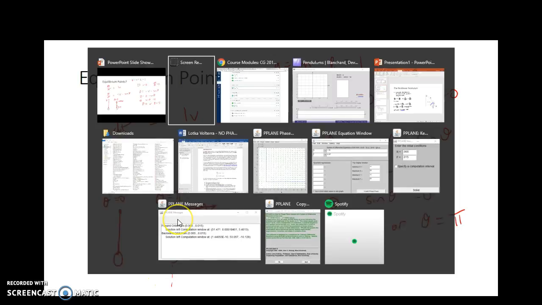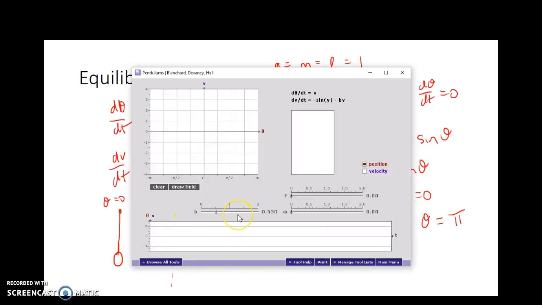Now we can demonstrate this with our applet by showing if theta is equal to 0, then nothing is going to happen over time. We can see that the angle is not going to change at all.